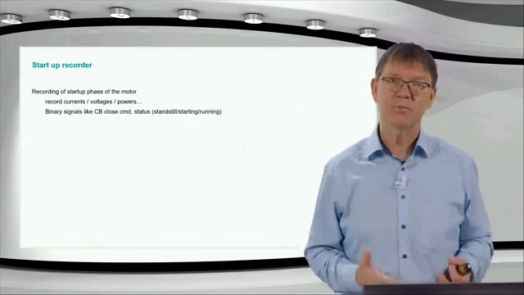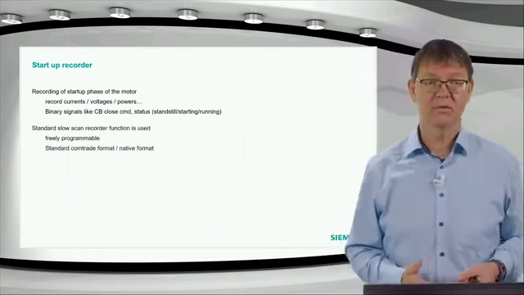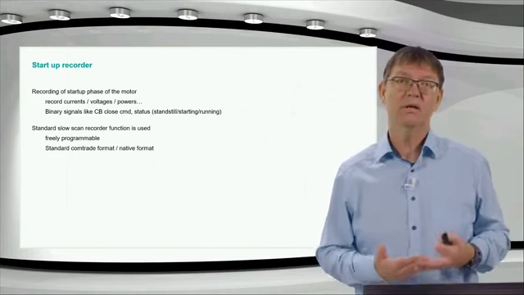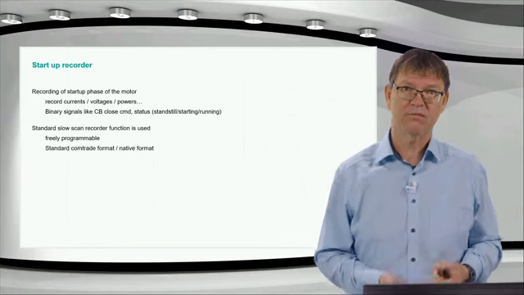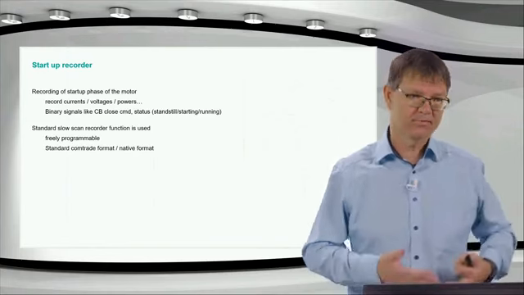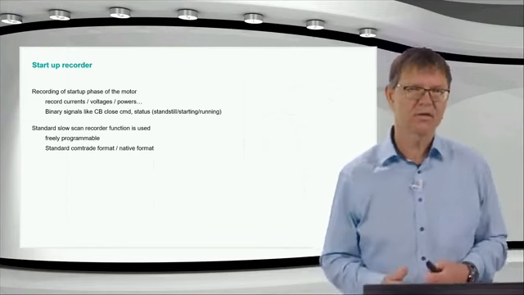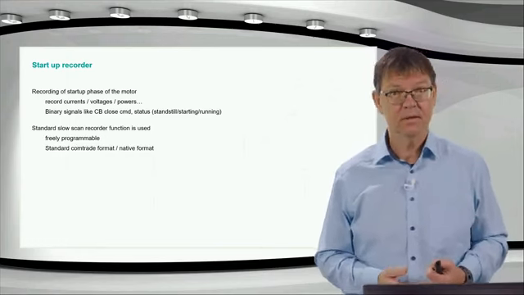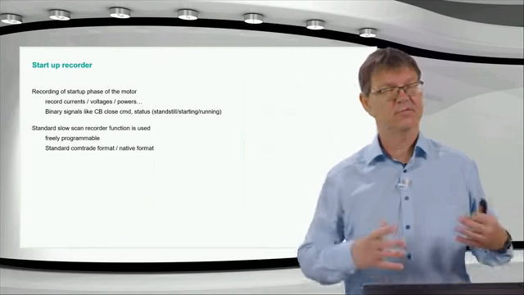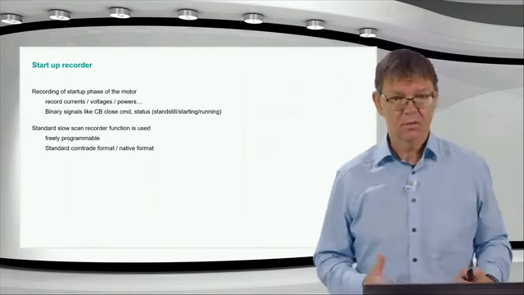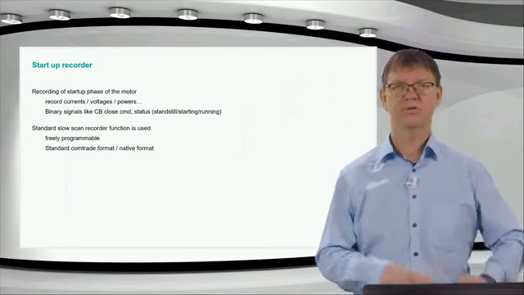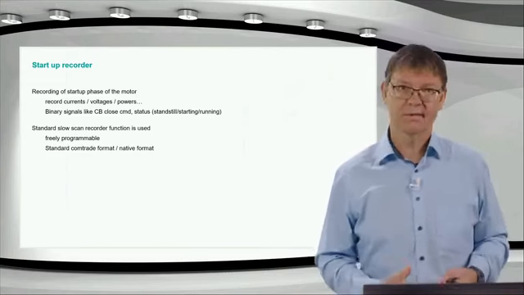This is a flexible thing because it is based on the standard slow scan recorder function, which we have implemented in all Protect 5 relays now, above other standard functions coming from the fault recorder device 7KE8. So all the Protect 5 relays now have this slow scan recorder function, and we profit from it because we use it for the motor start log.